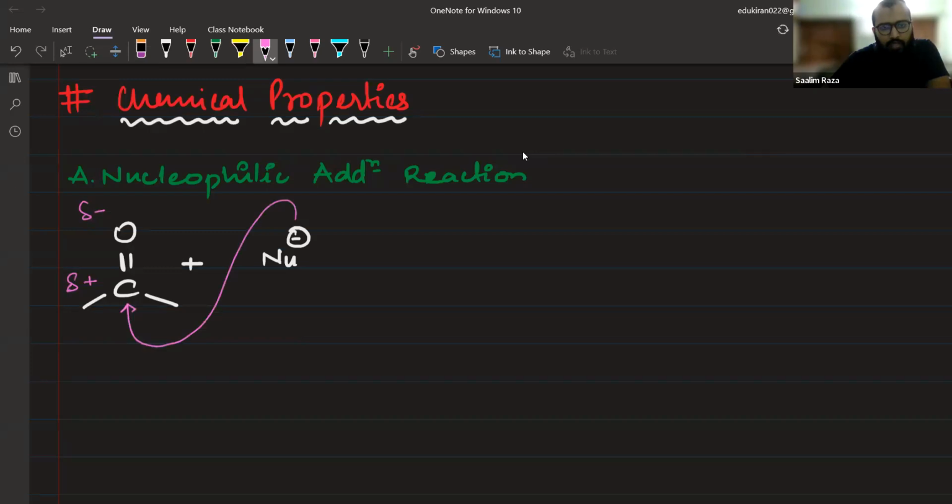Now what will happen? As soon as nucleophile attacks on carbon, it wants to make a bond with carbon. So carbon will say, I already have 4 bonds. Carbon already has 4 bonds now. All of you can see? Is it visible to everyone? Yes, sir. Okay.